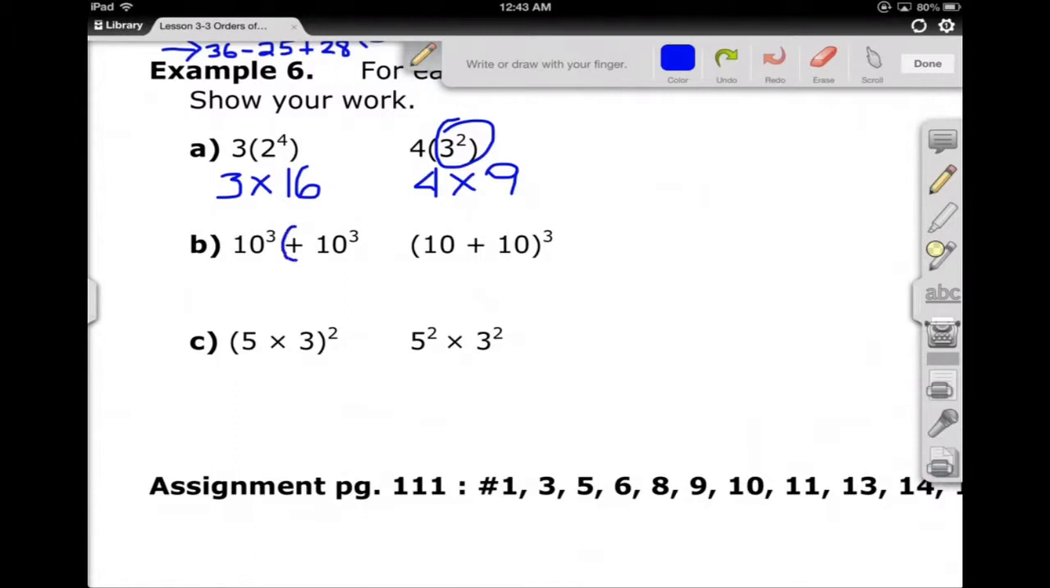This will catch a lot of you. This is 1,000 plus 1,000. You've got two 1,000 values. They're just being written in exponential form. Your answer is 2,000. That's very different than this. This example will catch you off guard.